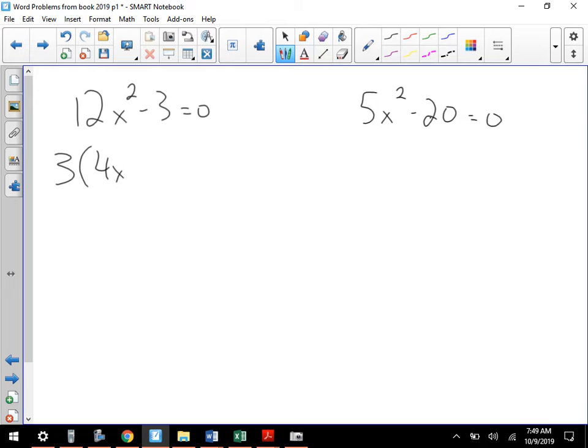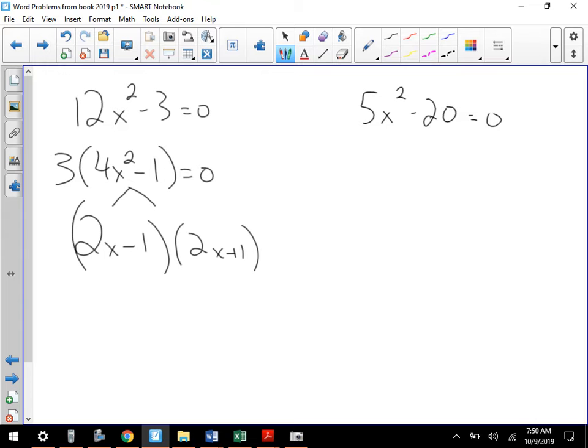So you have a 4x squared minus 1. Does that 3 have anything to do with the problem anymore? No. So in this case here, don't worry about it. Now I've got two terms in my parentheses. Is 4x squared a perfect square? Is 1 a perfect square? Is that a subtraction symbol? That means this is a difference of squares. So this becomes 2x minus 1, 2x plus 1. Your zeros are at plus or minus 1.